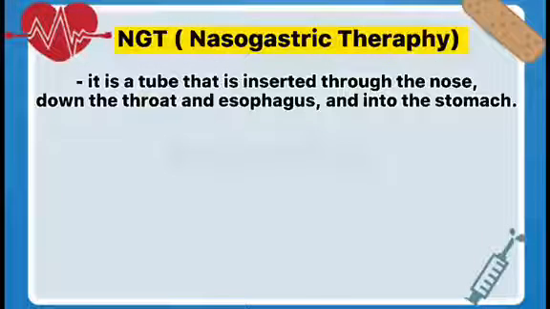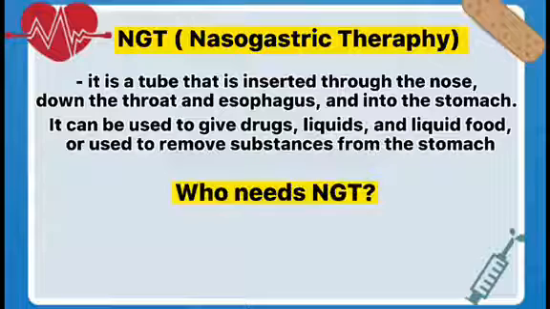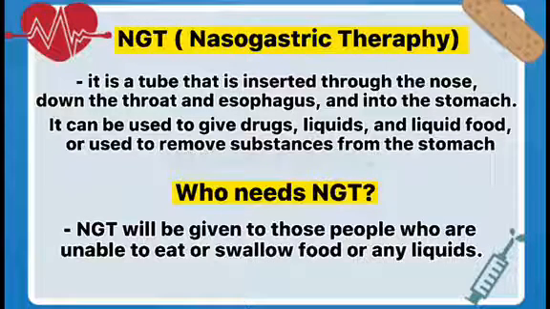NGT or nasogastric therapy. It is a tube that is inserted through the nose, down to the throat and esophagus, and into the stomach. It can be used to give drugs, liquids, and liquid food, or used to remove the substances from the stomach. Who needs the NGT? NGT will be given to those people who are unable to eat or swallow food or any liquids.